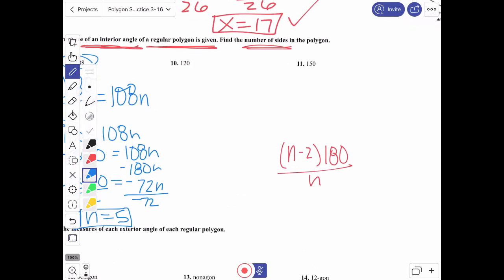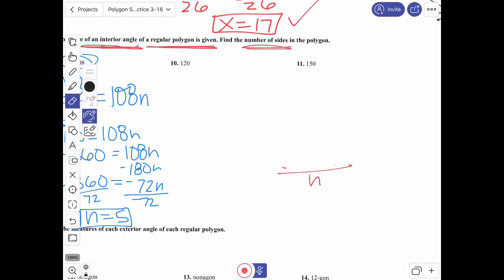Alright, so if you want to pause and try number 10 and number 11, I would recommend doing so. I'm going to erase this equation.